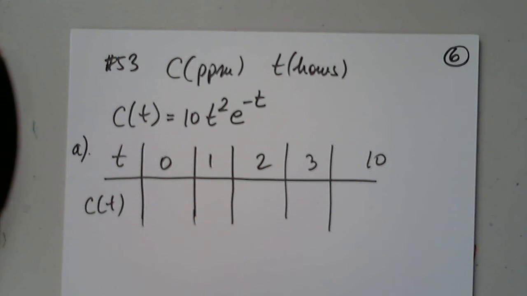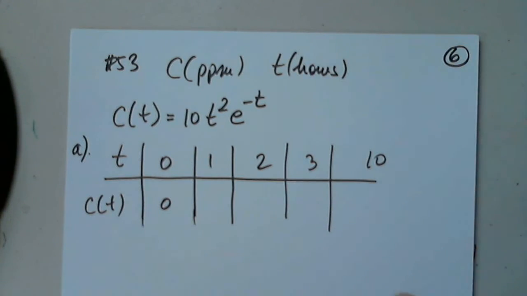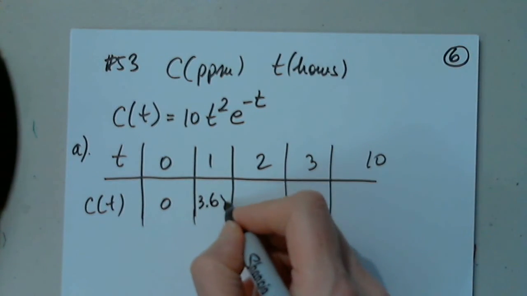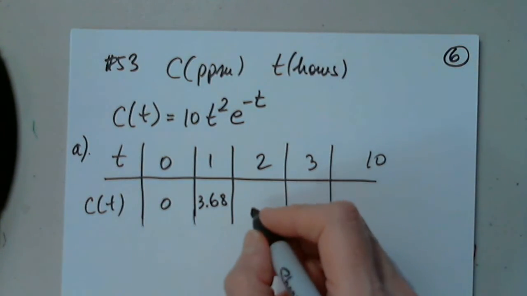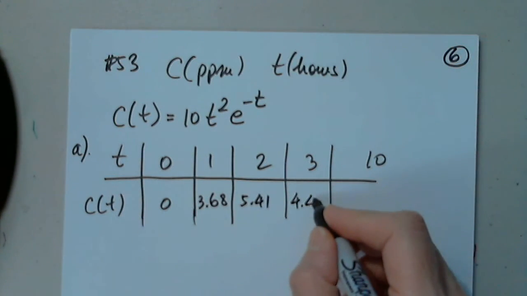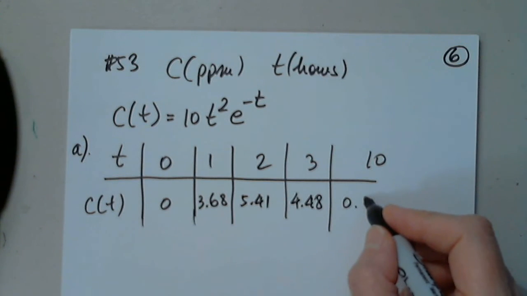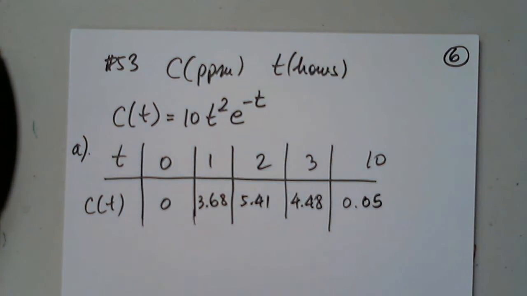And I copy everything. You have to go back and highlight. I don't know how many decimal digits we want. Concentration, let's say 2 decimal digits. So in that case, I don't really need to highlight anything. So 0 for the first one, 3.68. For 2, 5.41. For 3, 4.48. And 0.05.